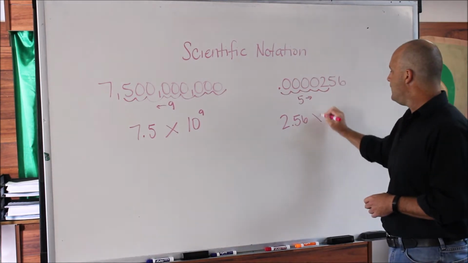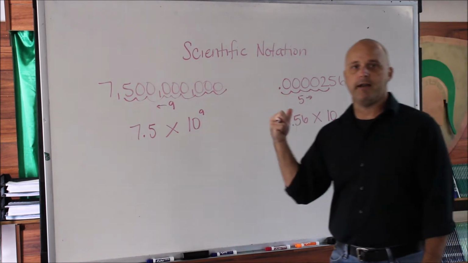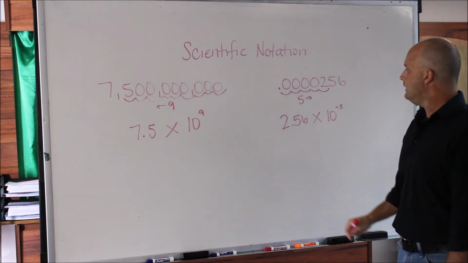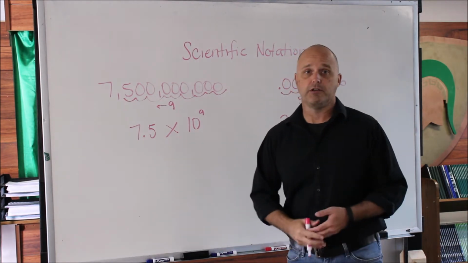Now we need to finish off the scientific notation just like we did here. And we're going to go times the base of 10. But this time, since we moved 5 units to the right, instead of it being 5, we're going to say to the -5th. This indicates to us that this is a very small number as opposed to this one, which is a very large number.